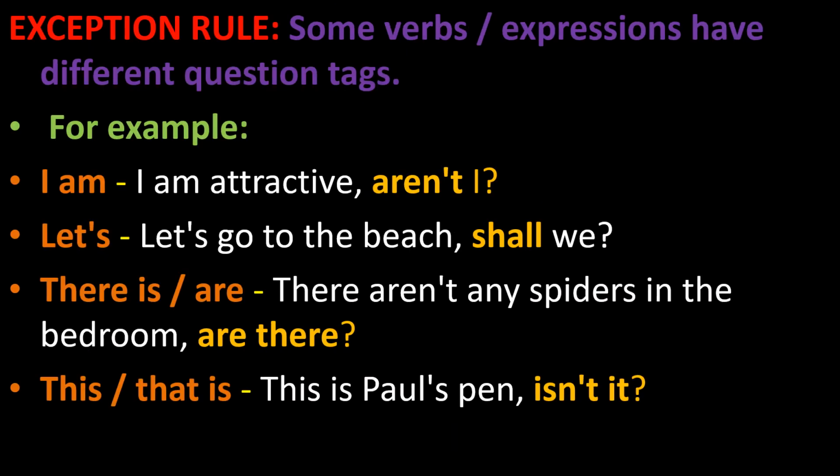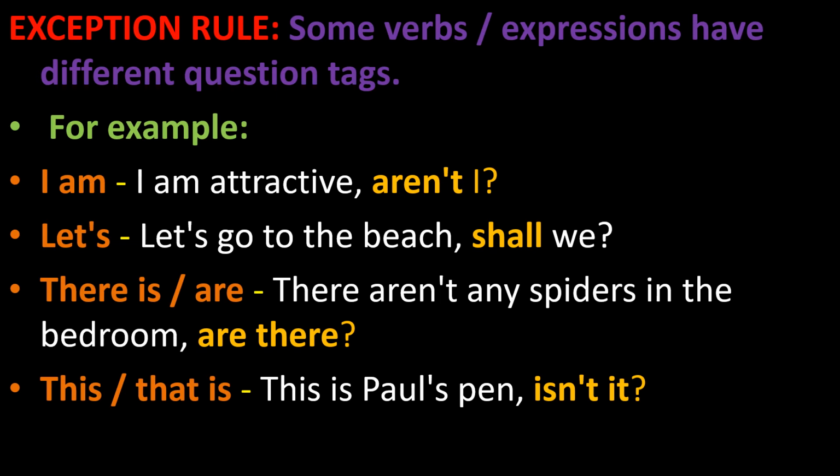Exception rule. Some verbs and expressions have different question tags. For example, if the sentence begins with I am: I am attractive, aren't I? I am a student, aren't I? I am a teacher, aren't I? If the sentence begins with let's: let's go to the beach, shall we? Let's go to the school, shall we? Let's go to the market, shall we?